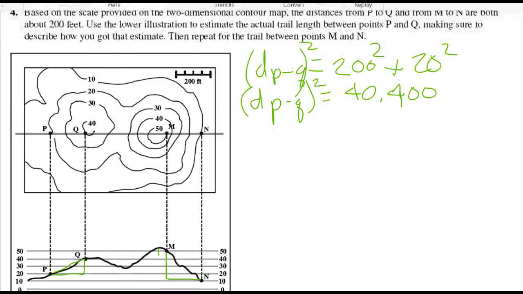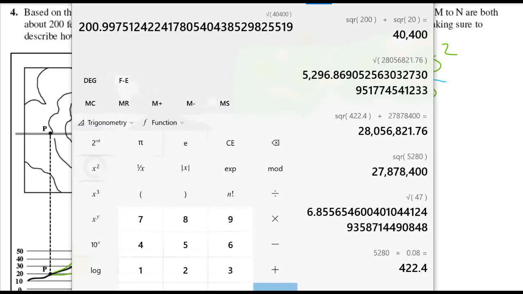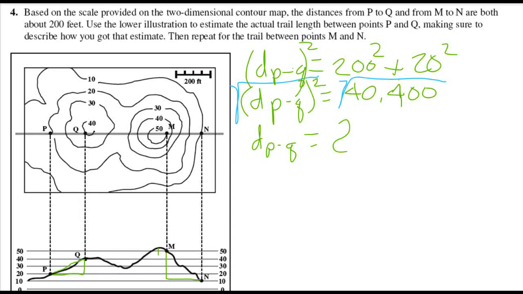As before, doing the same thing to both sides, I can take the square root of that distance and take the square root of 40,400, and I get the distance from P to Q equals, second function square root, about 201. So not a lot of difference.